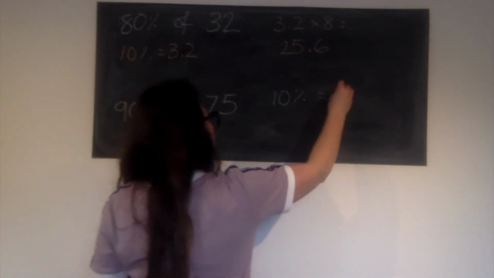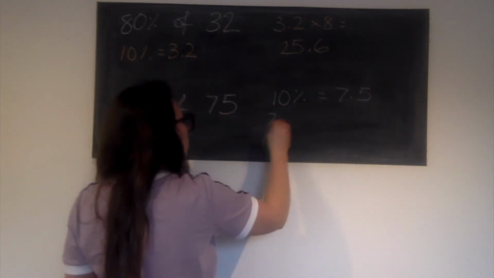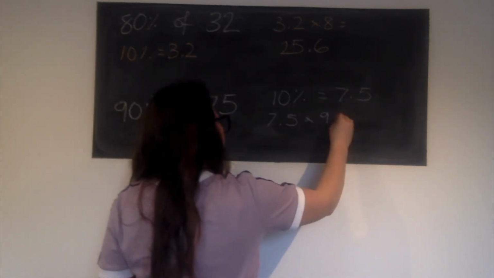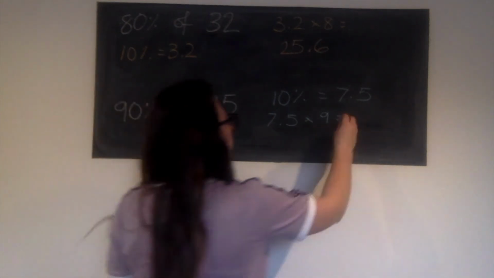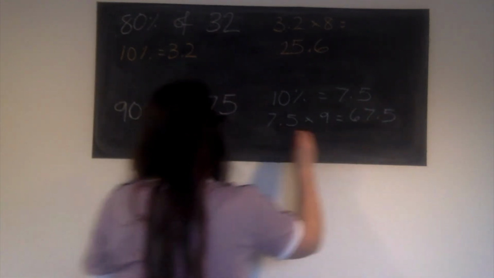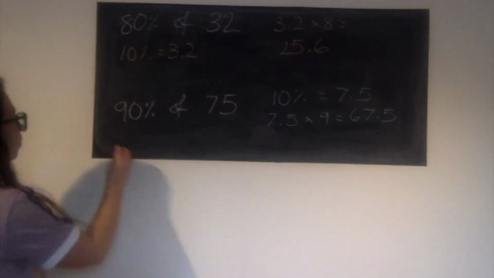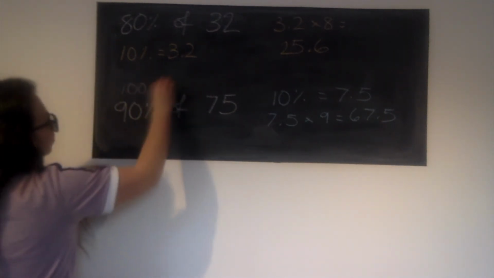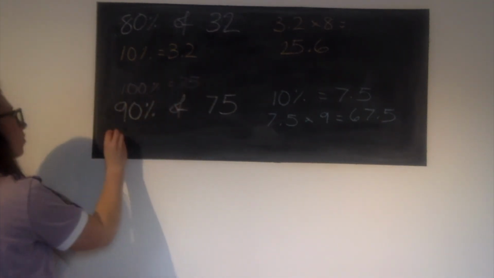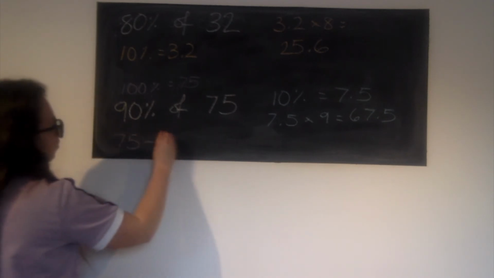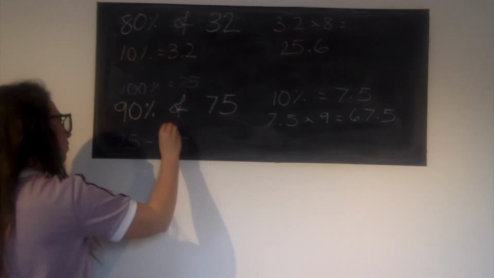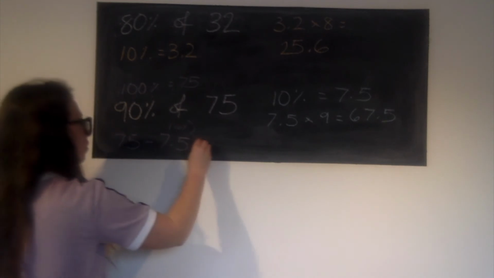Then the second one is 90%. So we could do the same thing. So we could have 10%, which is 7.5, and then multiply this by 9, which gives us 67.5. But a more efficient method, if we know that 100% is 75 and we know 10% is 7.5, we could just subtract this amount and it'll give us the same answer, 67.5. Well done if you got that.